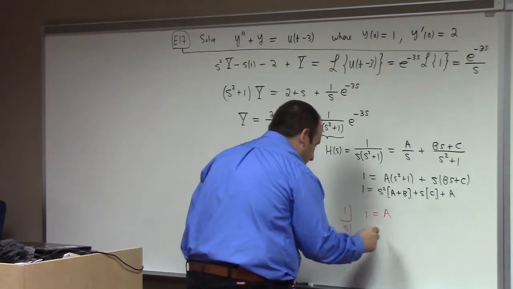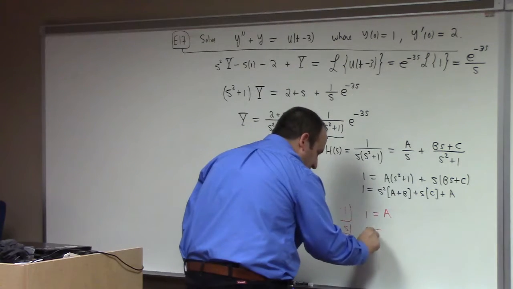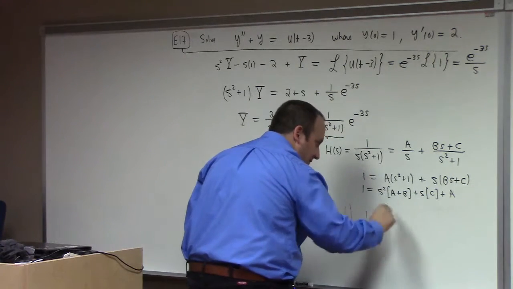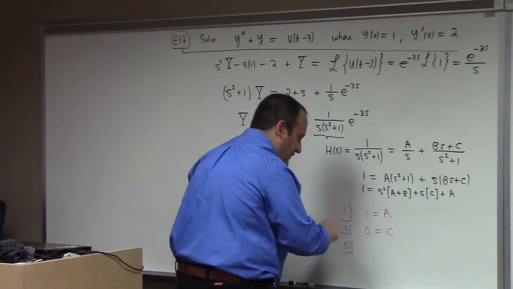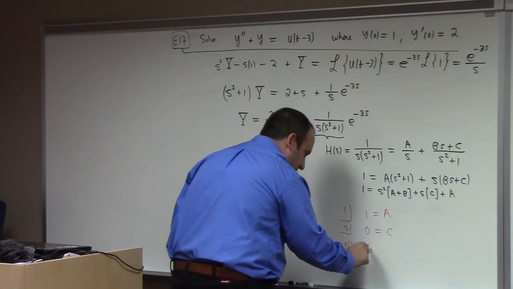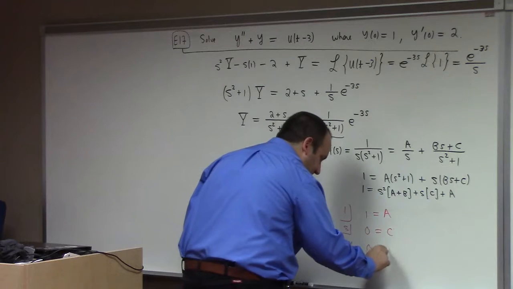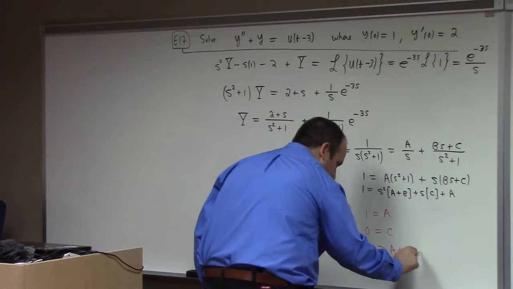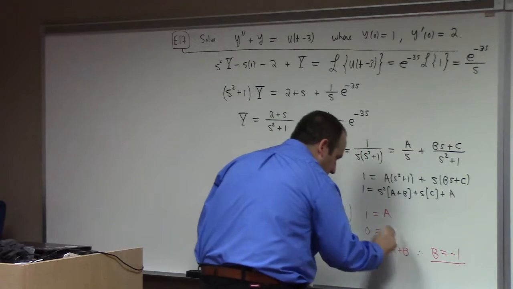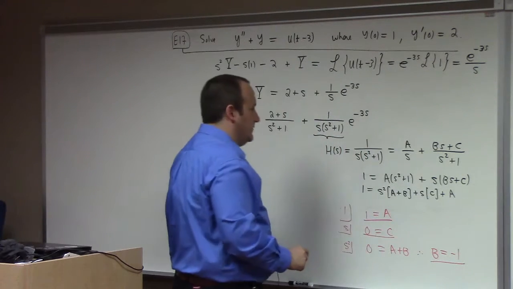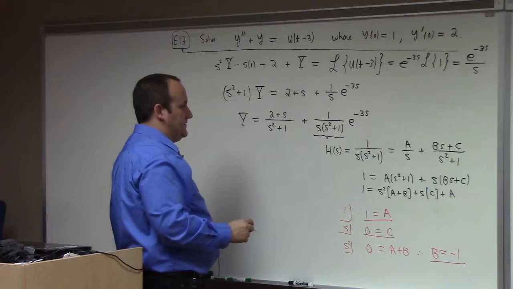Sorry, I thought that was funny. So s, what's the coefficient of s? C, yeah. And then s squared, what's the coefficient of s squared? Over here I got 0. Over there I've got what? A plus b. Therefore b is minus 1. A is 1, c is 0. All right, excellent.